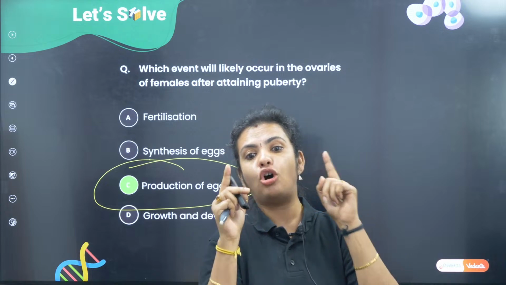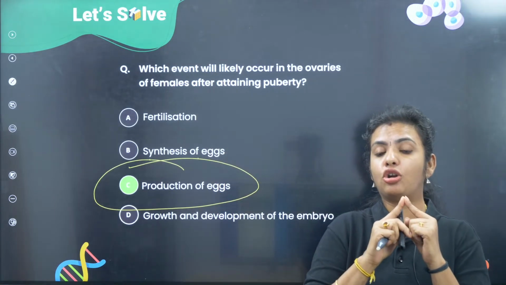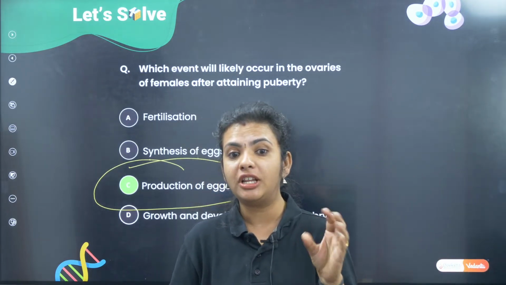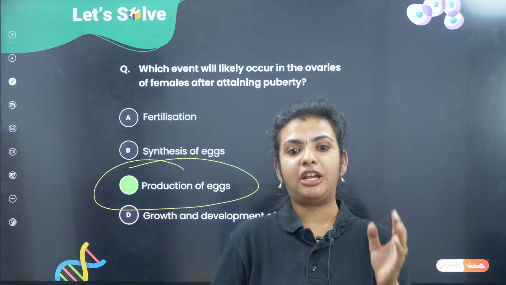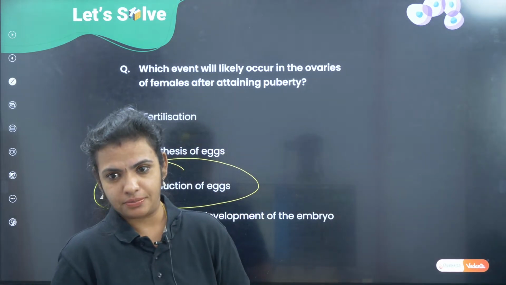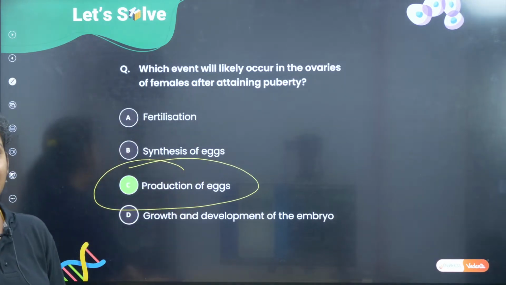That means there is growth of that follicle. There is growth of that Graafian follicle, and rupture of that Graafian follicle to release the female gamete or the ovum. I hope Netra has understood. So, that is why it is option C.